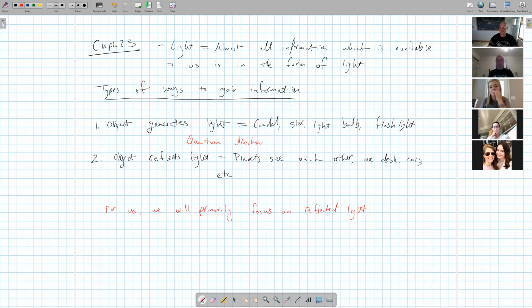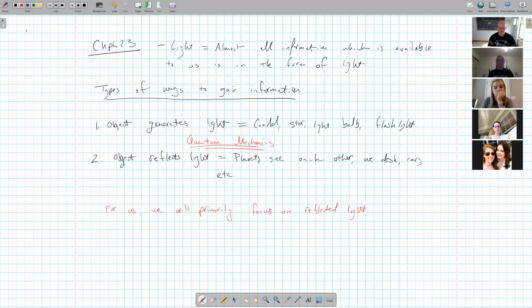But since we're actually not going to talk about quantum mechanics, we're going to skip that part. So pretty much anything that we're going to talk about, we're going to assume that it's reflecting that light. Okay. And then we're going to look at how this object actually works when it's reflecting light.